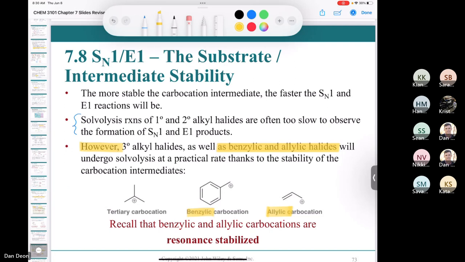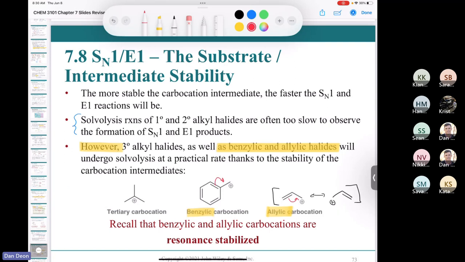I mean, why is the allylic carbocation stable? Well, obviously, it's because of resonance. And hopefully that's obvious. That's the first resonance structure that we studied in organic one in this class. And then a benzylic carbocation, you can do the same thing. You can draw a whole host of resonance structures for this one too. And so the tertiary carbocation is just stable via hyperconjugation, but the benzylic and the allylic carbocation, those are stabilized by resonance, and therefore they are able to react via an SN1 or an E1 mechanism.